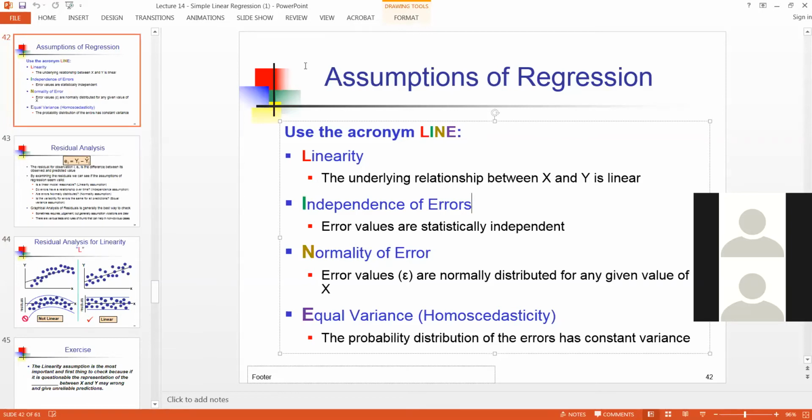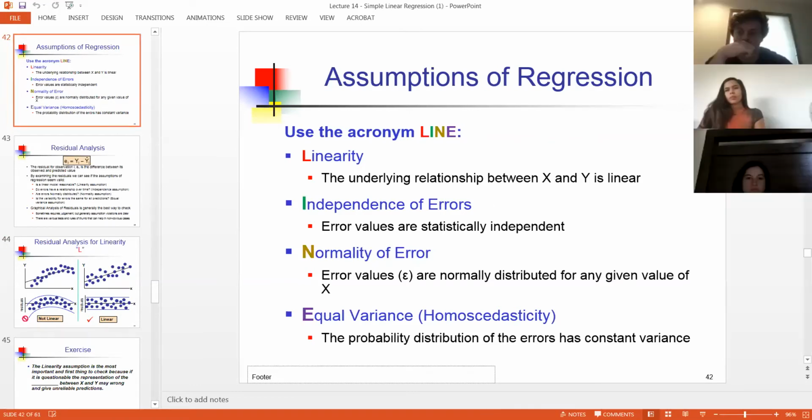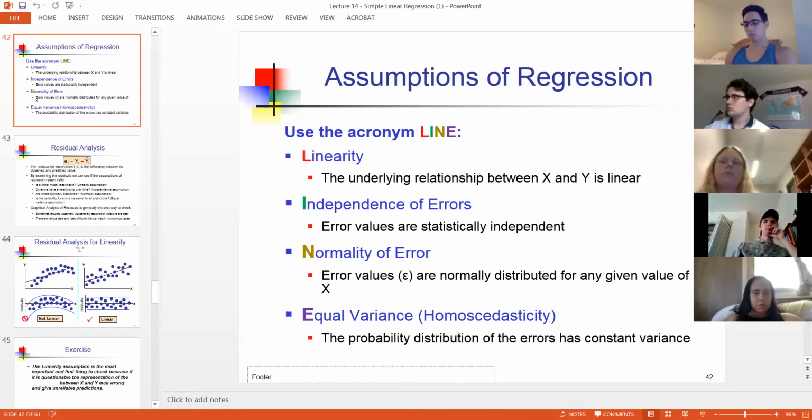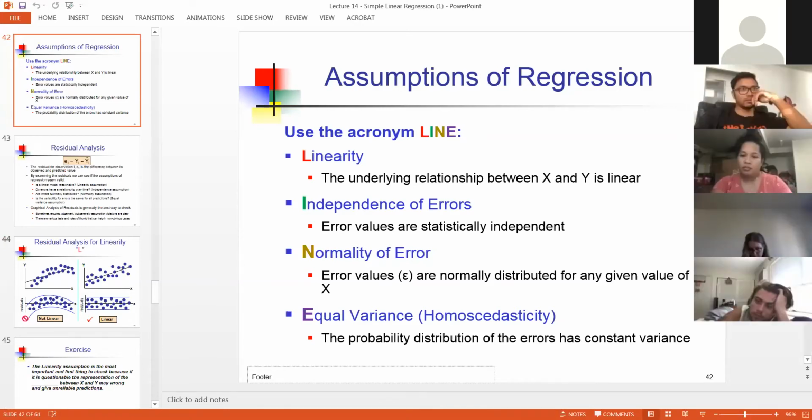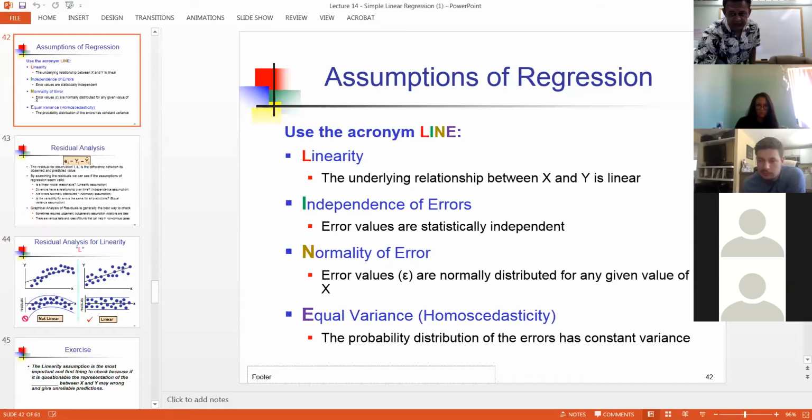Okay, so now let's look at our assumptions. Once we have come out with some type of forecast, and we're able to say, hey, I believe this is taking place. I believe if you have a house that is 2,000 square feet, this is how much it should be.